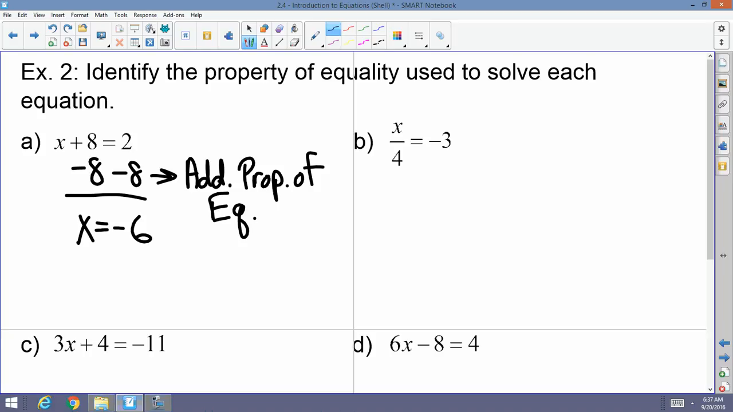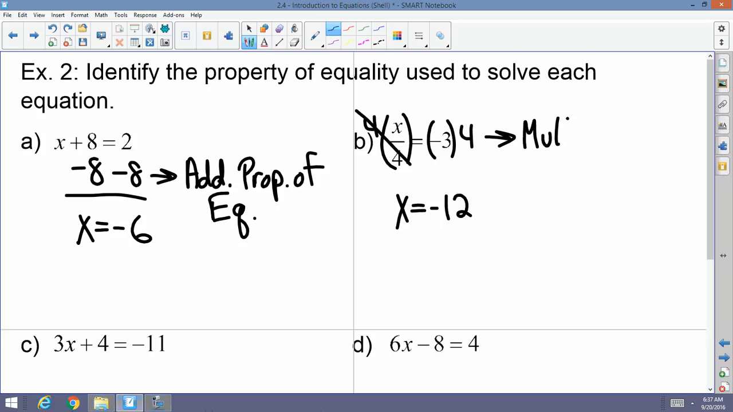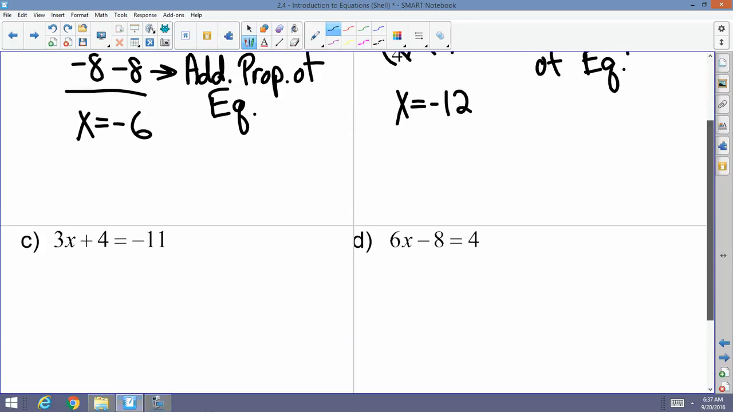For B, I have x over 4 equals negative 3. So in this case, I'm going to multiply 4 to both sides of the equation. The 4's cancel. x equals negative 12. And this process was allowed because of the multiplication property of equality. Okay?